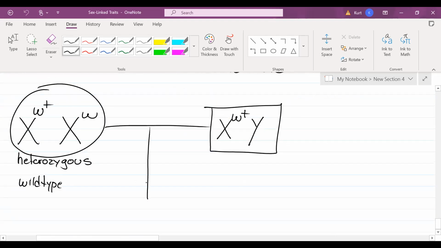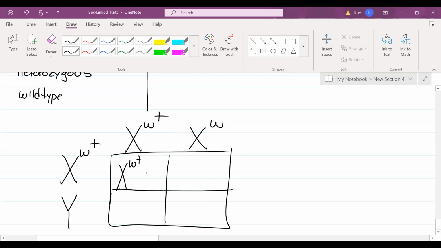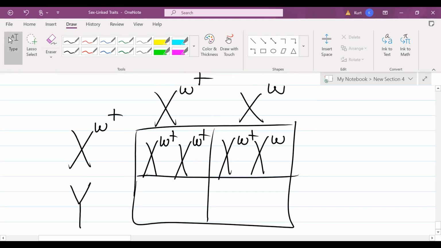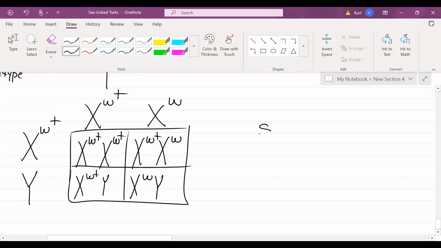And when he had the offspring, here's the Punnett square. I want you guys to see this. There's the female. Here's the male. What percent of the females will be wild type? 100%. What percent of the males will be wild type? 50%. So what parent are these males inheriting an X-linked trait from? The mom. And so this led to his realization of something called a sex-linked trait.